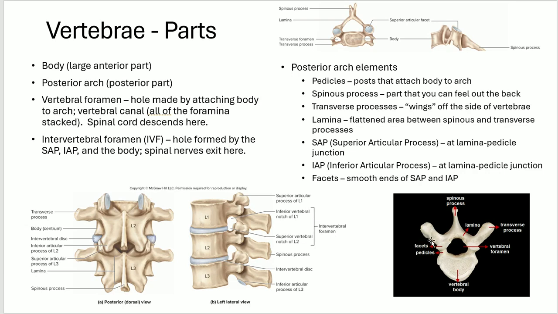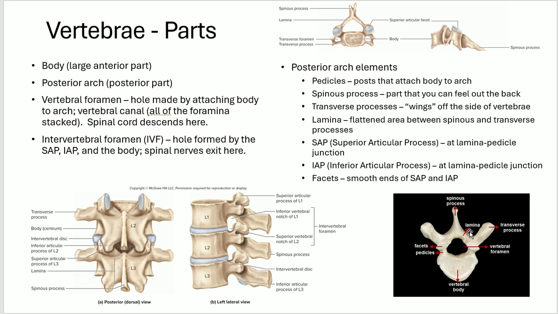Transverse process. So those come off of the sides of a vertebra, and those are our wings, what you would associate as wings. And then the spinous process, like I said, is the part that you can feel on your back. So that sticks out the back. Posterior lamina is a flattened area right there between the spinous and transverse process.